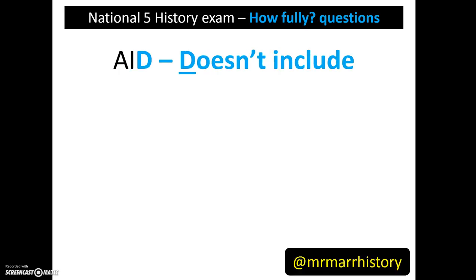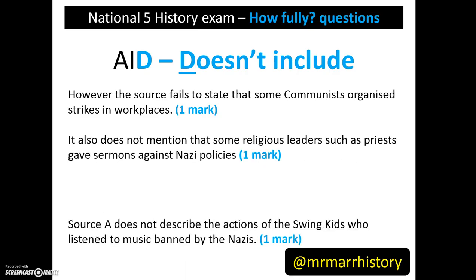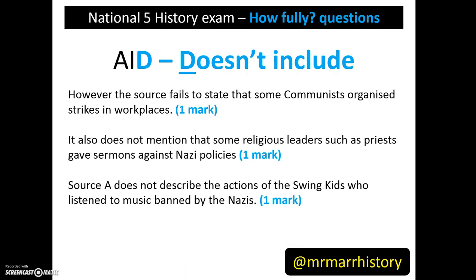Last but not least, we have the D of AID, which is doesn't include. And this is the point at which we give information from our own knowledge, but that's not included in the source. We want to give one fact here, we want to give a second, and we want to give a third. And because this is a 6-mark question, we've given 3 marks from the source, 3 facts from our own knowledge. That gives us our full marks.